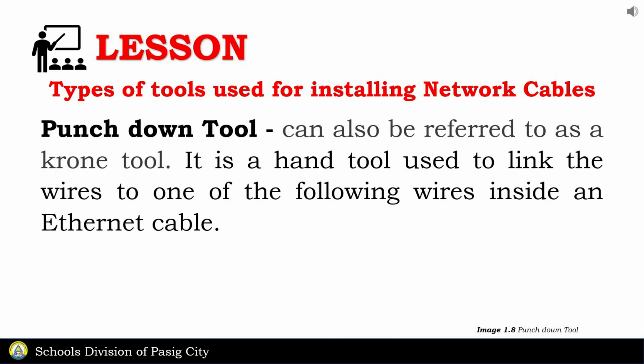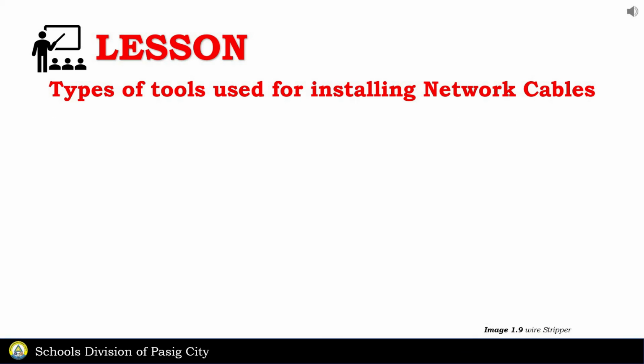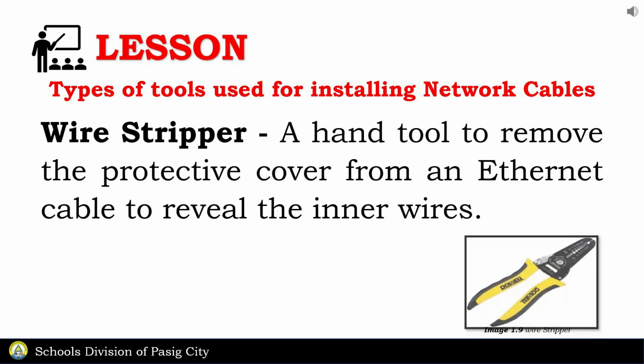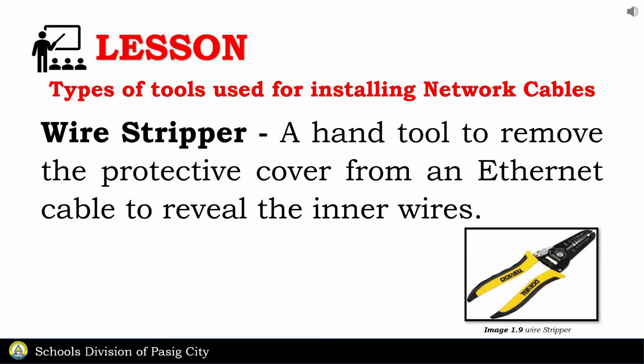Types of tools used for installing network cables. Punch-down tool can also be referred to as krone tool. It is a hand tool used to link the wires to one of the following ones inside an Ethernet cable. Wire stripper, a hand tool to remove the protective cover from an Ethernet cable to reveal the inner wire.